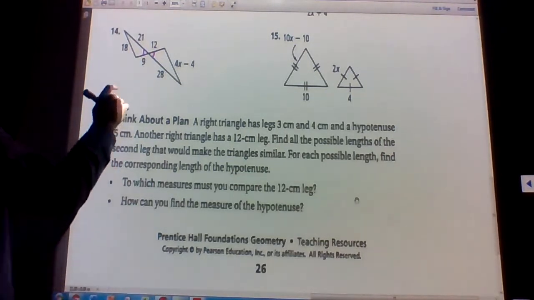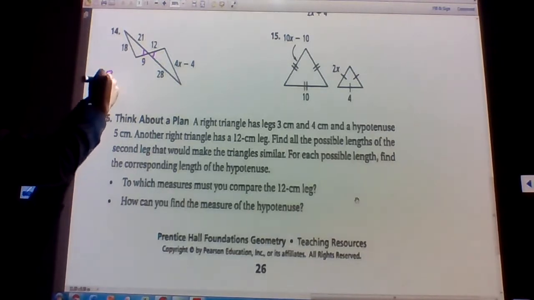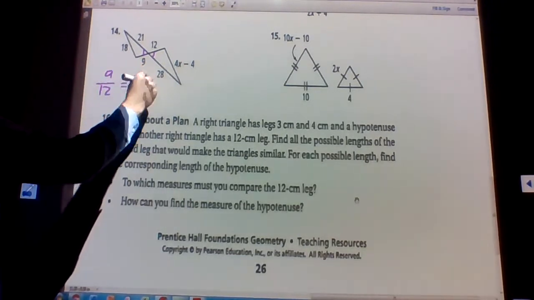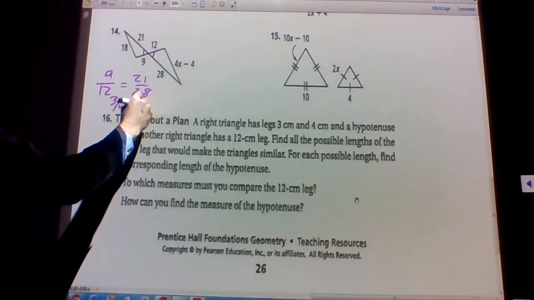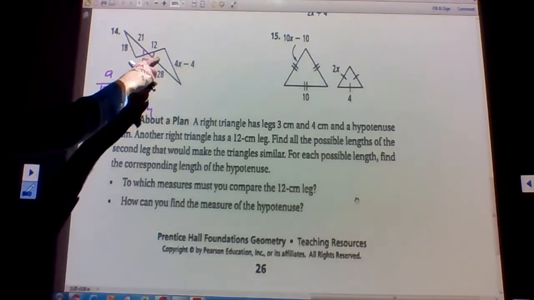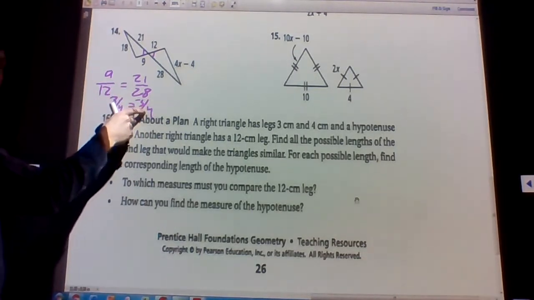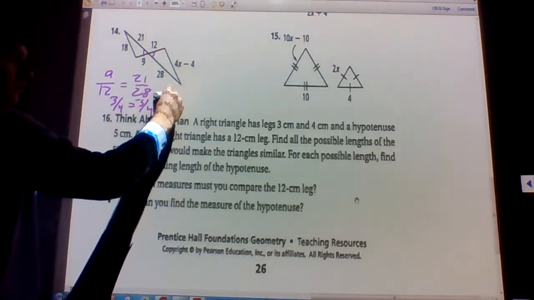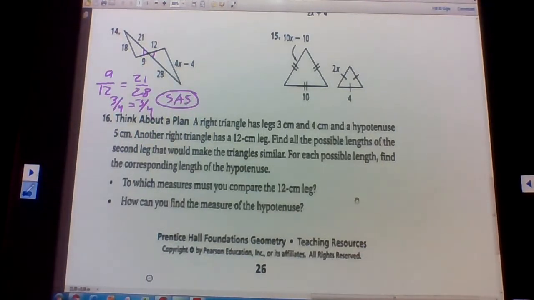So we know that we have one pair of angles. We also know 9 over 12 equals 21 over 28, so that's 3 over 4 equals 3 over 4. So we have one pair of angles and 2 ratios equal. That means we have 2 sides proportional and one pair of angles congruent, so we can use side angle side to show that those 2 triangles are similar.